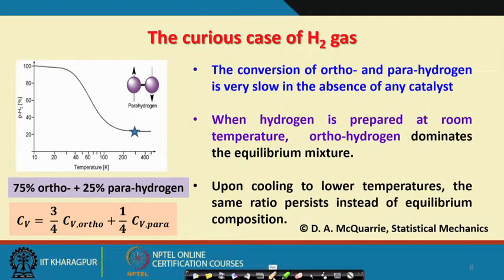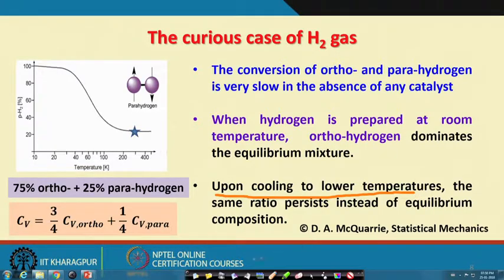Now, while performing the specific heat experiments at low temperature, you cool down the system to lower temperature. But what happened is, when you took it to the lower temperature, the same relative amount of ortho and para persisted. So, what we had at that low temperature for the heat capacity measurement was not the equilibrium mixture at that particular temperature, but a metastable mixture which had 75% ortho and 25% para.